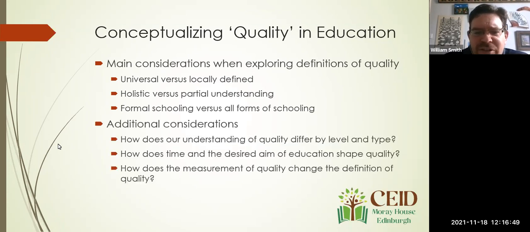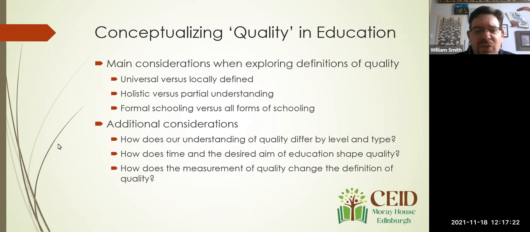A couple of additional concerns we thought about was quality education differs when we think about different levels of education. If somebody asks you what is a good quality higher education, that's much different than when we talk about primary, or early childhood. So we need to recognize that nuance, that quality is defined and looks different at different levels of education. It also might be different when we think about different types of education.